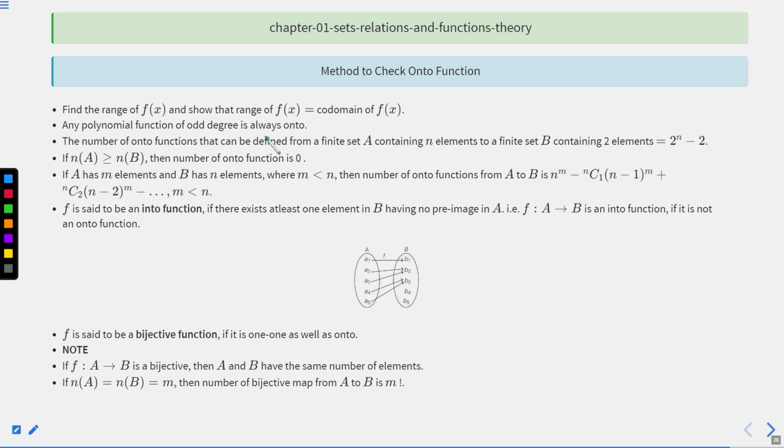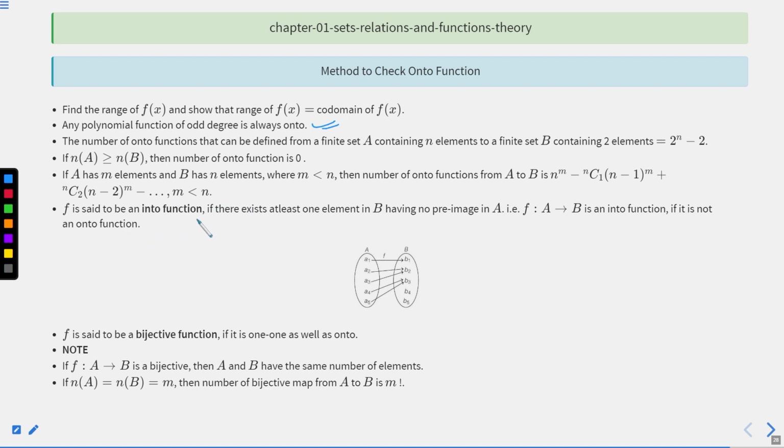Any polynomial function of odd degree is always onto. The number of onto functions that can be defined from a finite set A containing n elements to a finite set B containing 2 elements is 2 to the power n minus 2. If n(A) is less than n(B), then the number of onto functions is 0. If A has m elements and B has n elements, where m is greater than or equal to n, the number of onto functions from A to B is n to the power m minus nC1 (n minus 1) to the power m plus nC2 (n minus 2) to the power m, and so on. So this minus and plus will go sequentially, right?